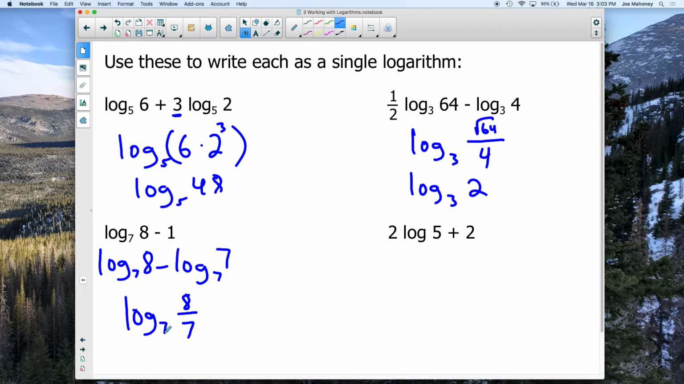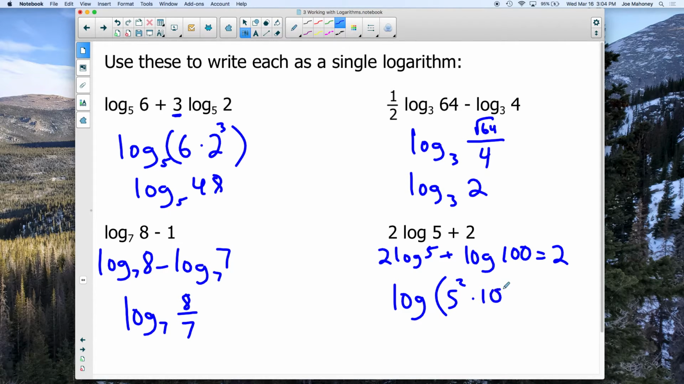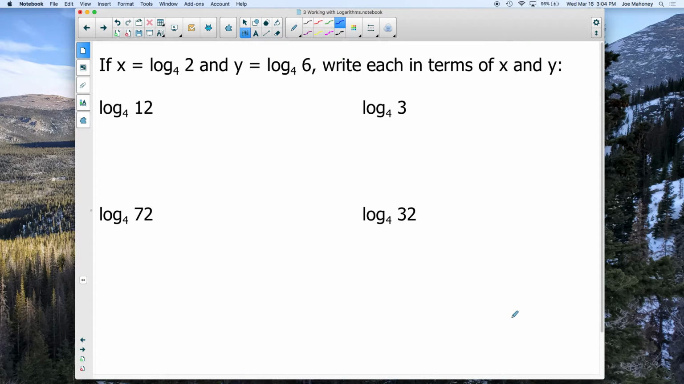Oh, and this last one, notice we're in base 10, right? So I got to think, how can I write a log in base 10 that's equal to 2? Well, it's got to be the log of 100. So when I add it to my 2 log 5, I know I got some exponent thing going on here. So I got the log of 5 squared times 100. So I'm going to get the log of 2,500 for this one. Pretty darn neat. Well, let's see if we can go the other way now.